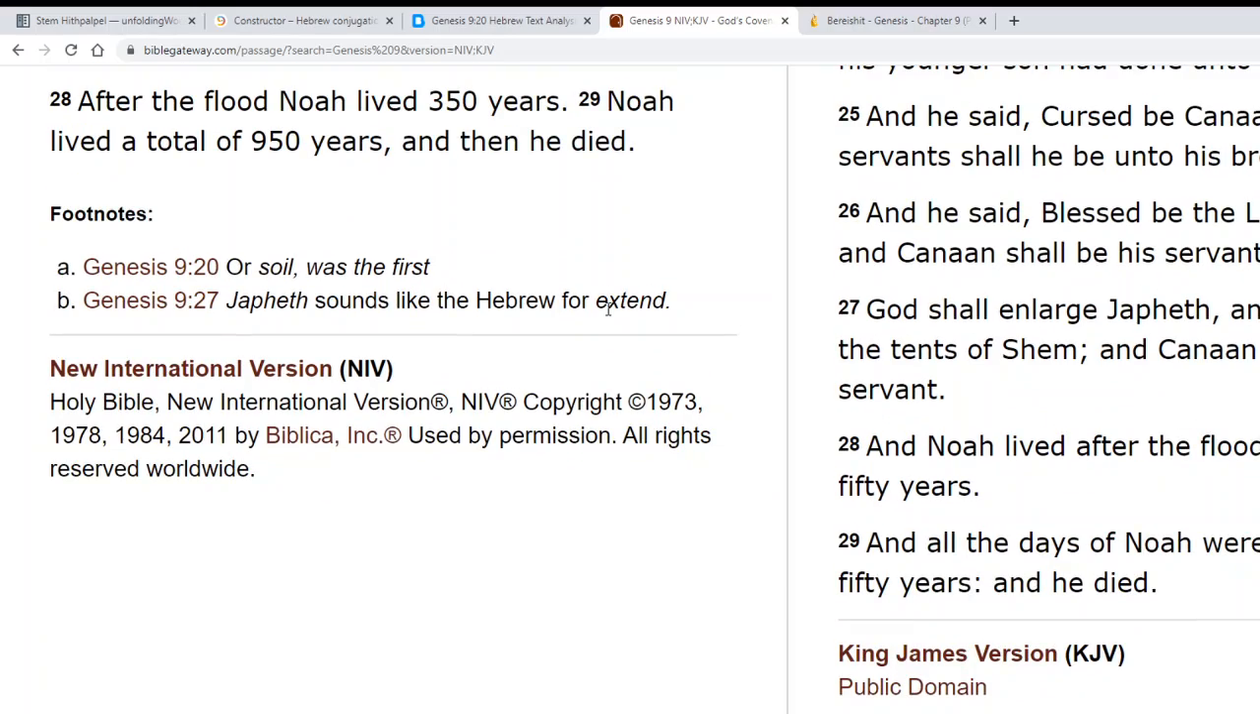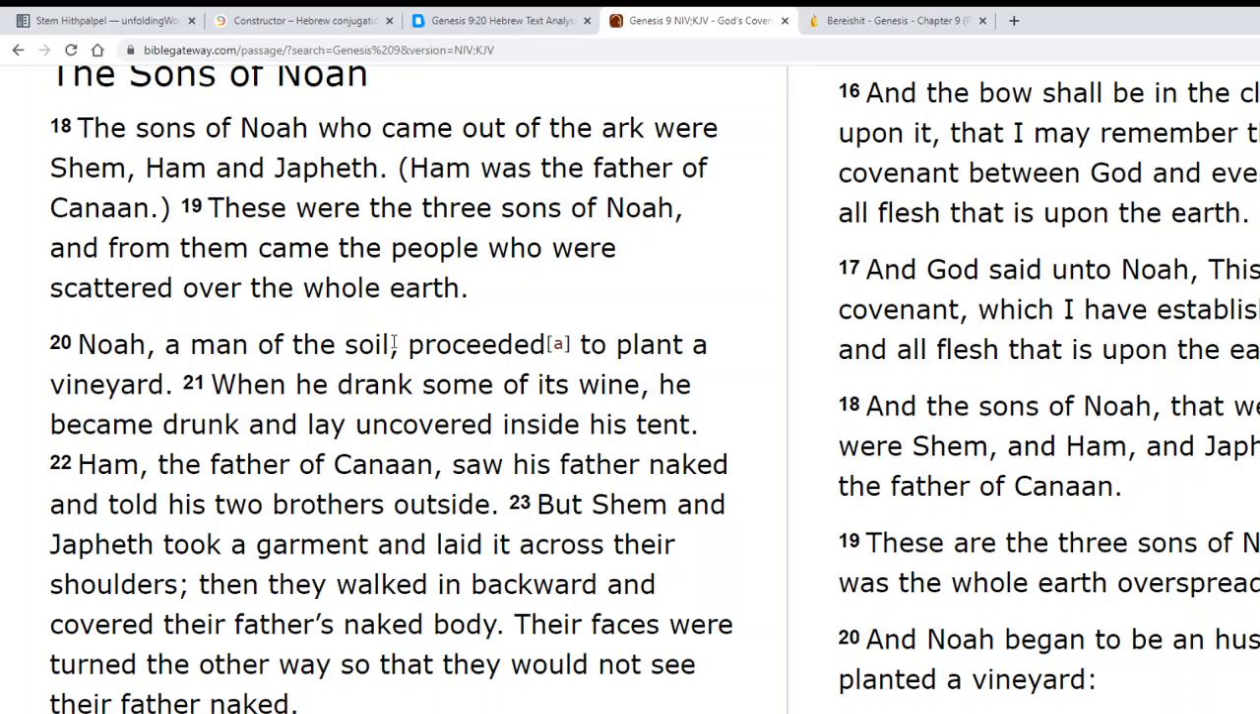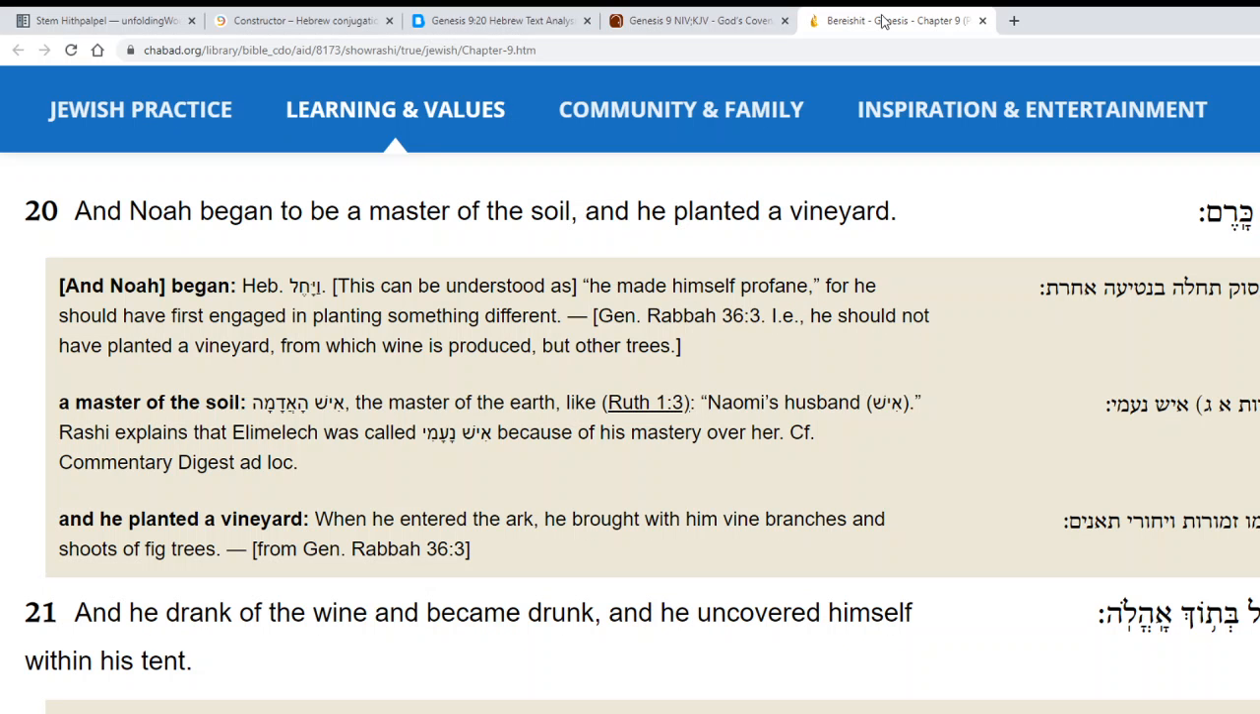Let's look at that note here. Or: Noah, a man of the soil, was the first to plant a vineyard. Aha, so they're translating Vayachal Noach ish ha'adama vayitahar karem. So I see, Noah was the first to be a man of the earth, in that he planted. I can understand that translation. It's a little bit different. Chabad: and Noah began to be a master of the soil, and he planted a vineyard.